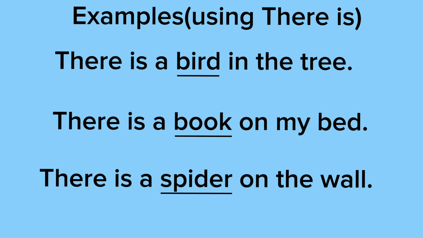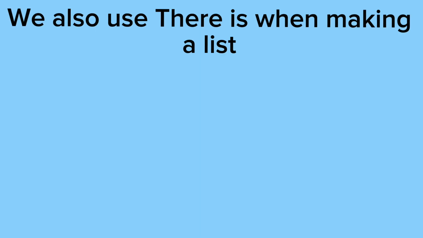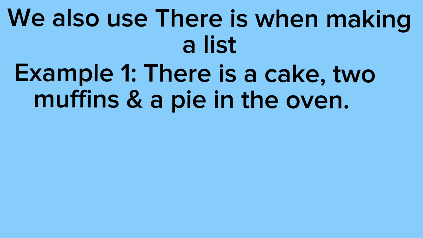We also use there is when making a list. Our first example says there is a cake, 2 muffins, and a pie in the oven. As you can see, we use there is because we're listing things. And by the way, a list is more than 2 things.